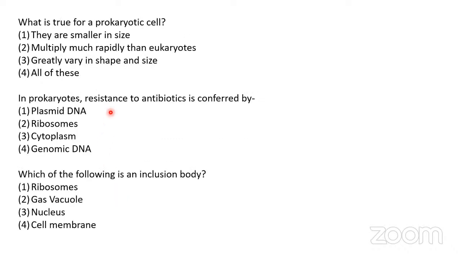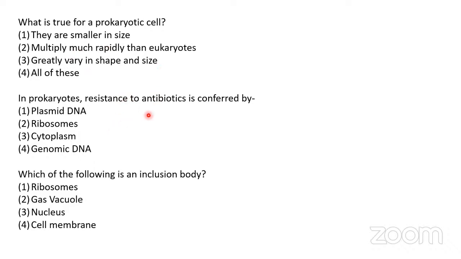Now, what is true for a prokaryotic cell? They are smaller in size, they multiply much more rapidly than eukaryotes, they greatly vary in shape and size, and all of these. We studied just now that the prokaryotic cells are very small and they multiply very fast. They divide rapidly as compared to eukaryotes, and they have a variety of shape and size. So all of these are the correct answers.